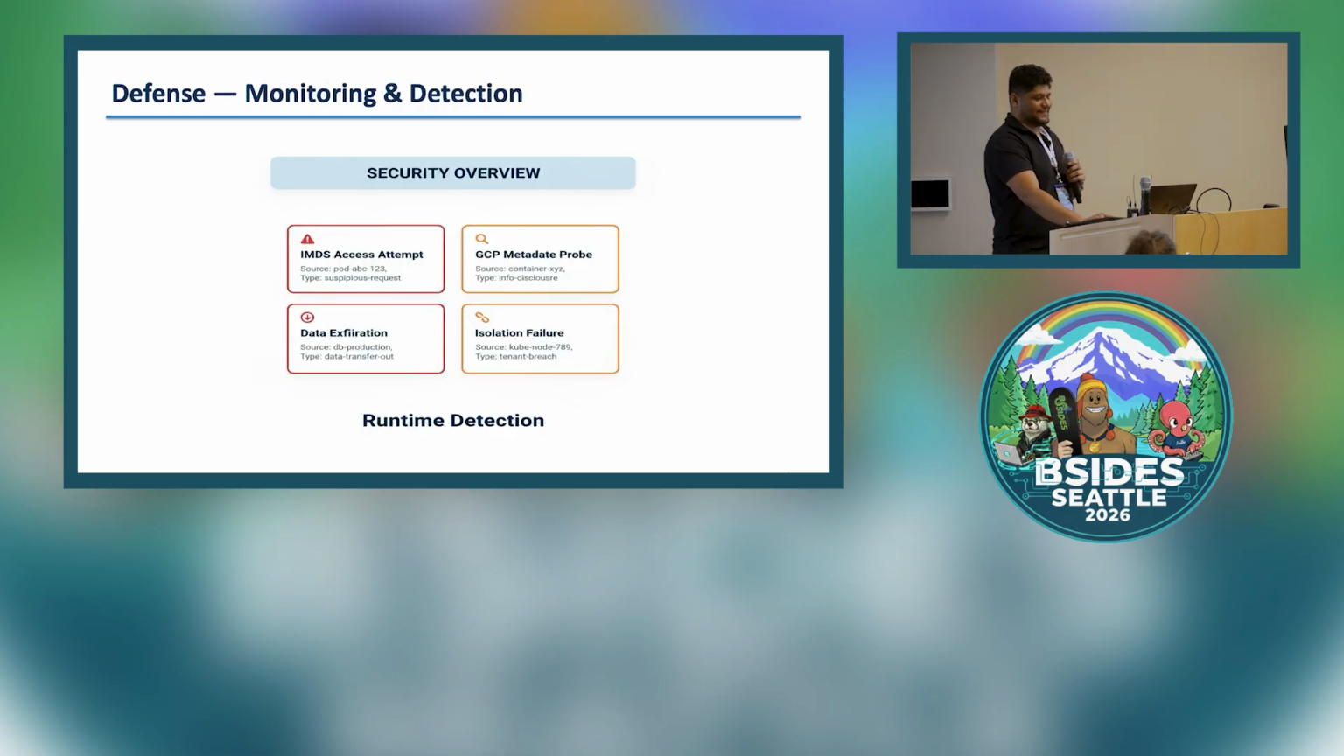Detection matters. These are the signals to definitely alert on: any egress to the IMDS IP, DNS lookups to metadata URIs, outbound traffic to non-allow-listed IPs, and cross-namespace traffic that shouldn't exist. If you're on Azure, Defender for Containers has a built-in alert for metadata server access. For deeper runtime detection though, I love Falco. It's open source, Kubernetes native, and you can write any custom rules for exactly these types of scenarios.